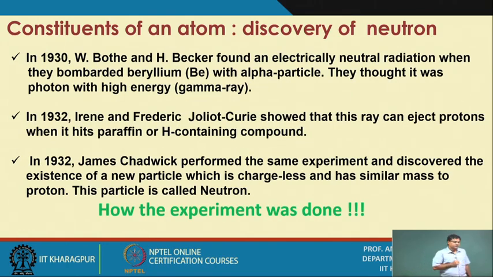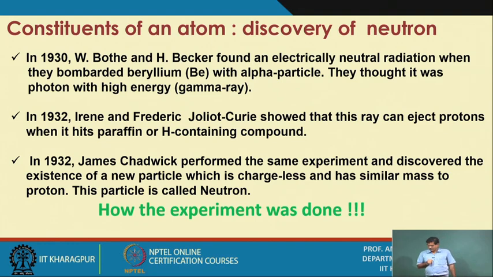So, then in 1930, W. Bothe and H. Becker found an electrically neutral radiation when they bombarded a beryllium plate or window with alpha particles.